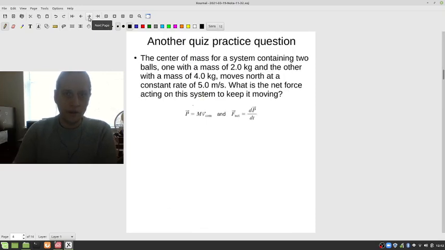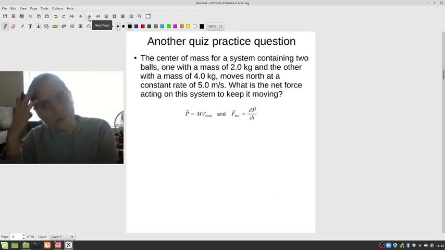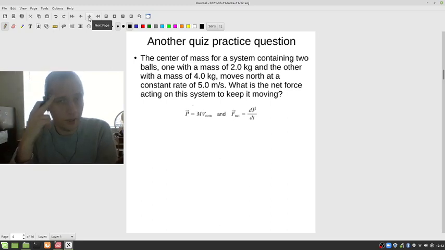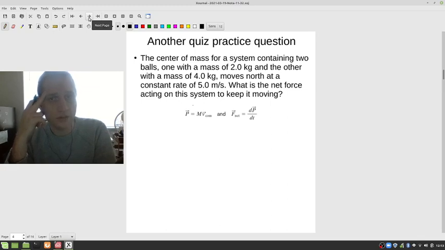Okay. Here's another type of question that's on your quiz. It says the center of mass for a system containing two balls, one with a mass of 2 kilograms and the other with a mass of 4 kilograms, moves north at a constant rate of 5 meters per second. What is the net force acting on this system to keep it moving?